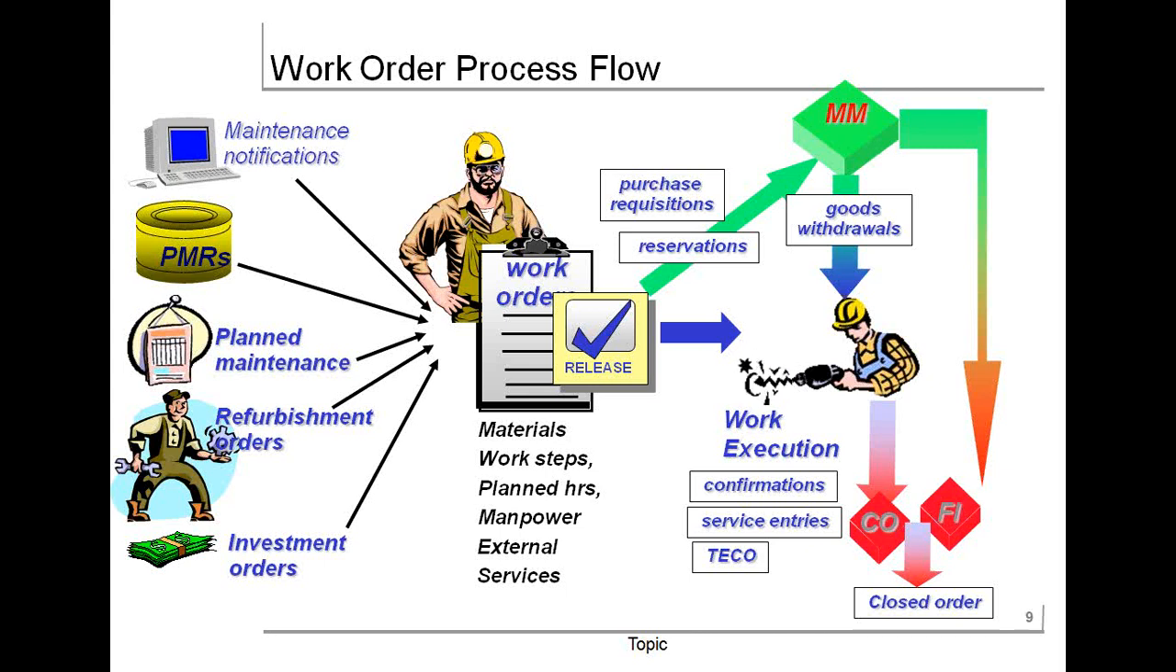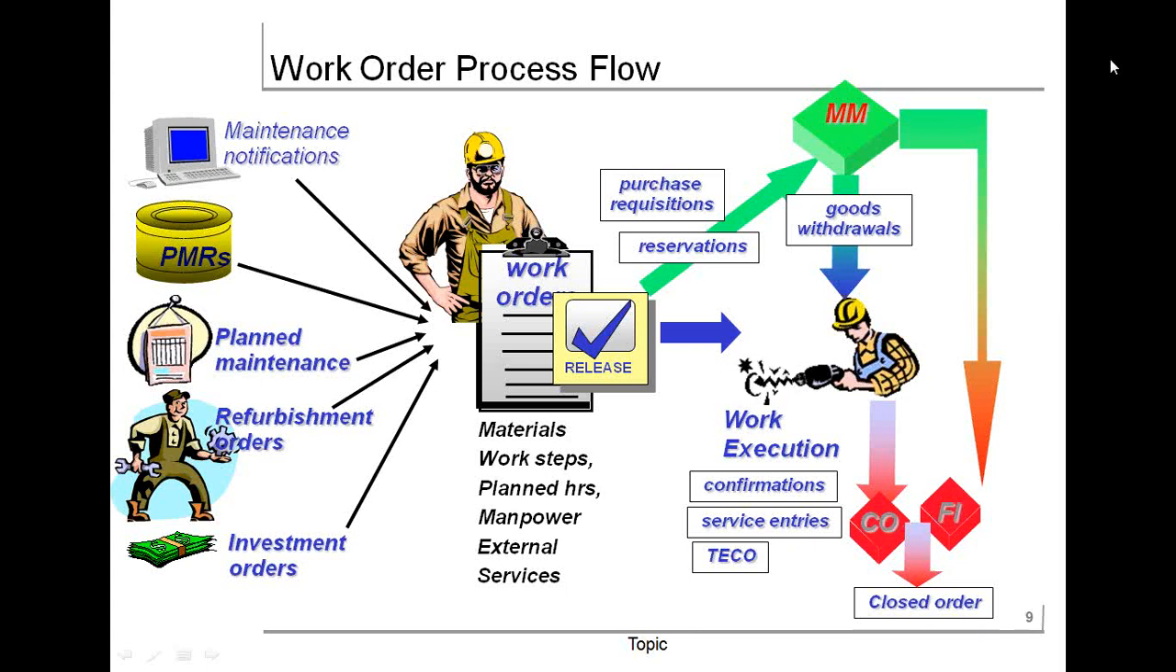When a work order is created, it will contain the materials required for doing the maintenance activity and also the step-by-step activities. What are the activities involved in this particular work order, the planned hours, how many manpower we have planned, and whether any external agencies are involved. For all these activities we can plan in the work order: materials, work steps, planned hours, manpower, and any third party services, which are called external services.